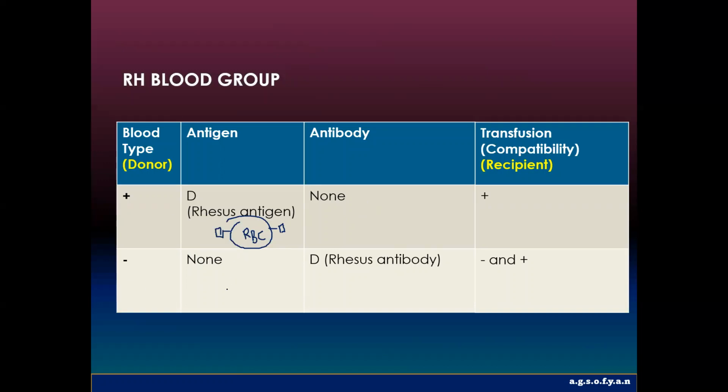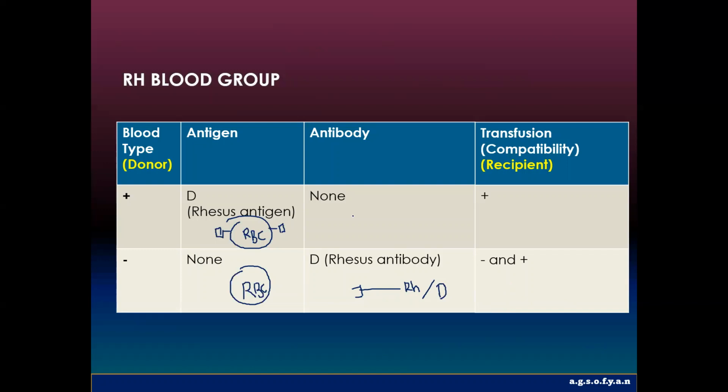If he is negative, then there is no antigen in his red blood cell. Okay, and it is logical. If there is no antigen, it means that he will produce antibody. Just like O, right? O, they produce antibodies. In this case, the antibody is called the antibody Rhesus or antibody D.